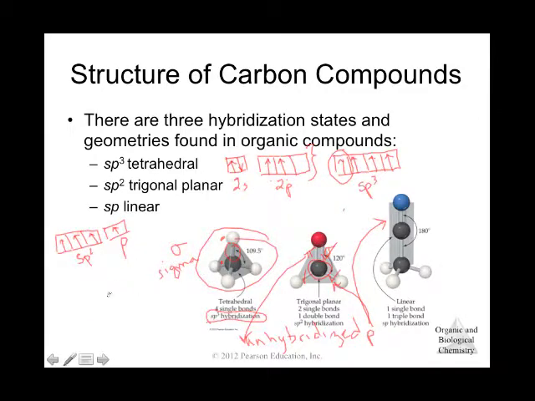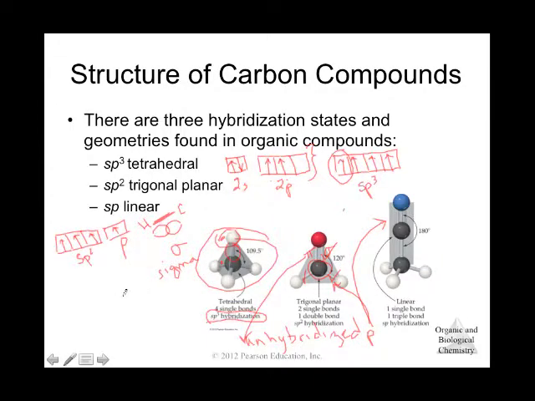A sigma bond is end-to-end overlap between orbitals. That's what a sigma bond is. An orbital from this atom and an orbital from the carbon overlap along the axis between the 2 atoms. Here's the carbon, here's the hydrogen, and it's end-to-end overlap.